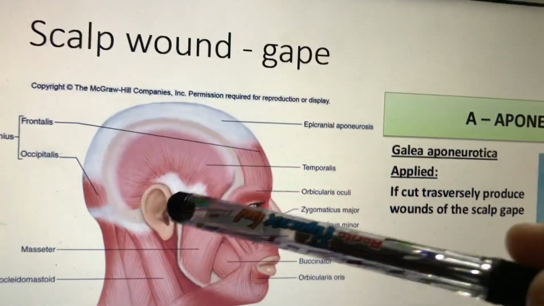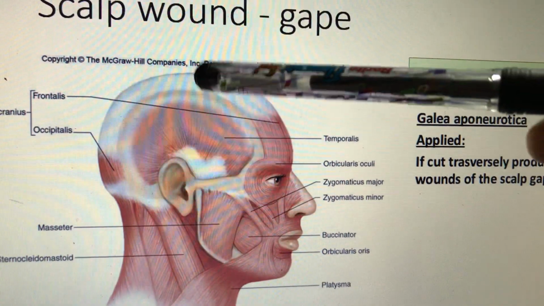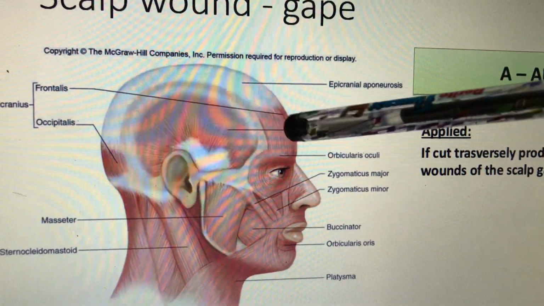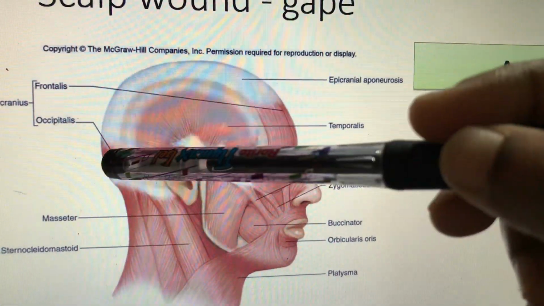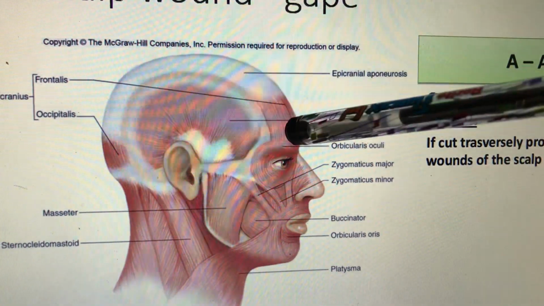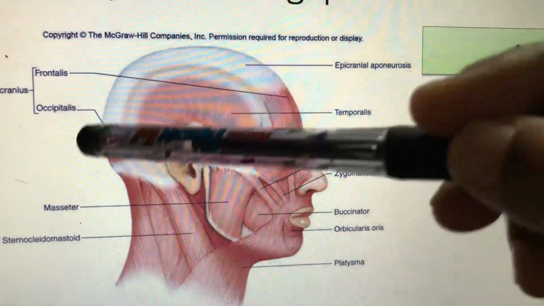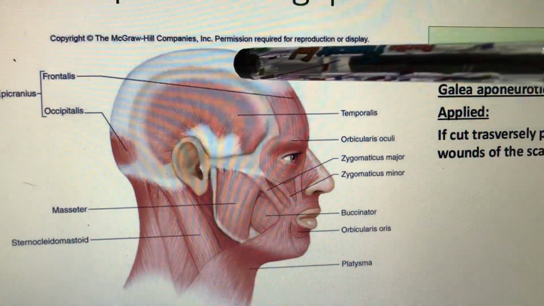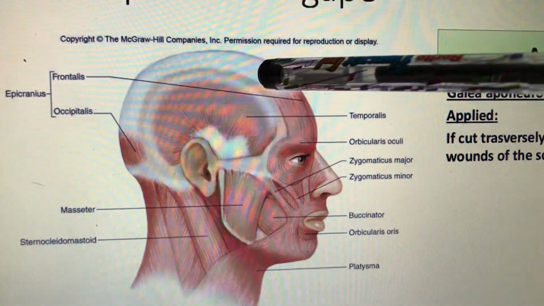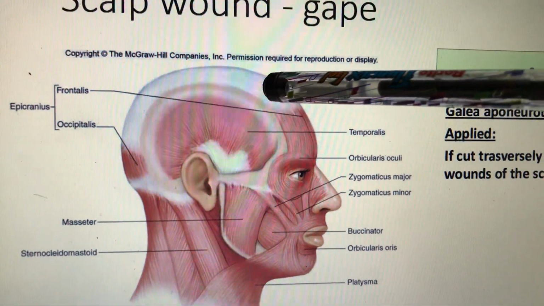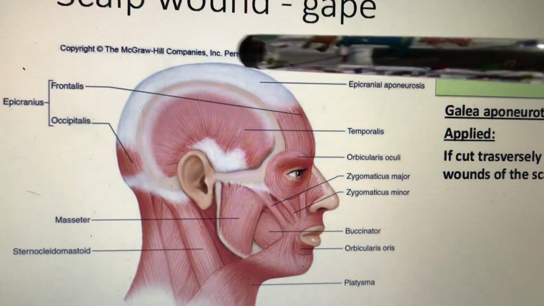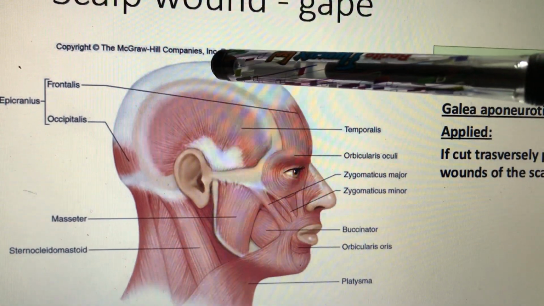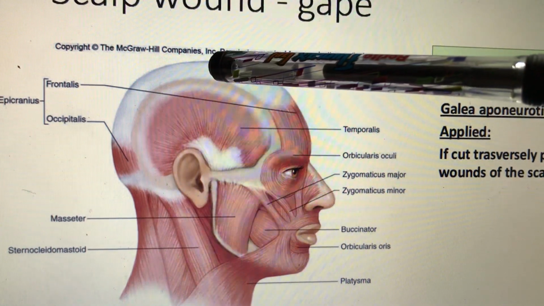Next is wound gape. What is wound gape? Okay, look at this. There are two bellies. This is called the frontal belly. This is called the occipital belly of the occipitofrontalis muscle. This is the midline. These two muscles are connected or attached to this aponeurotic layer called the galea aponeurotica or epicranial aponeurosis. So whenever you make an incision transversely, what will happen?